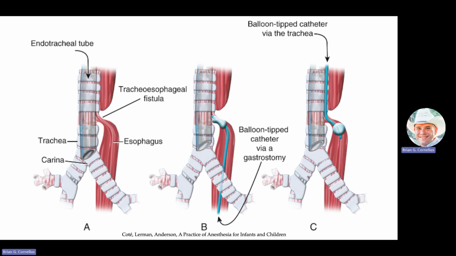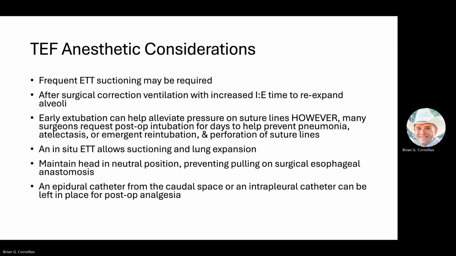Other things that can be done, you can use a balloon catheter to occlude the different locations, but most commonly we just advance the endotracheal tube down to the carina and ventilate. Considerations from an anesthesia standpoint, you may have to frequently suction these patients' endotracheal tube because of the large amount of secretions they've retained. After surgical correction, we tend to ventilate these patients with an increased IE time to allow re-expansion of the alveoli. Remember, they've been adequately ventilated for quite some time.